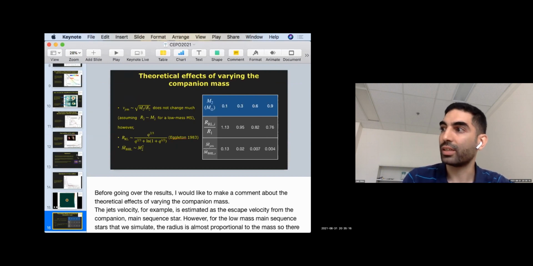We assumed a certain accretion rate based on the calculation of the Bondi accretion rate on the surface.